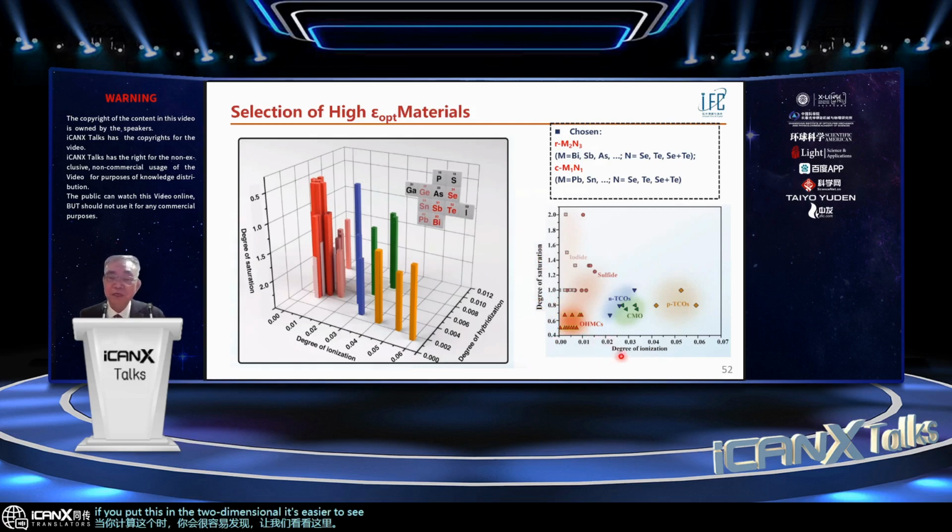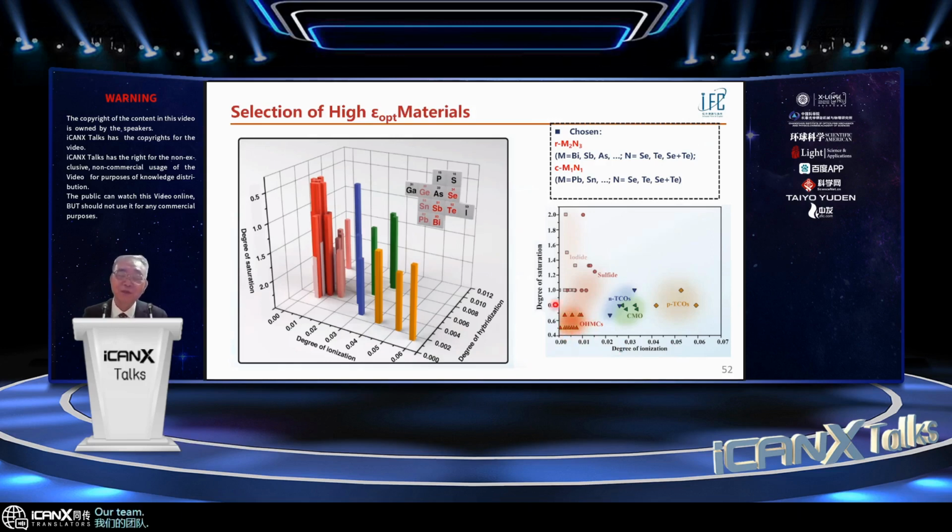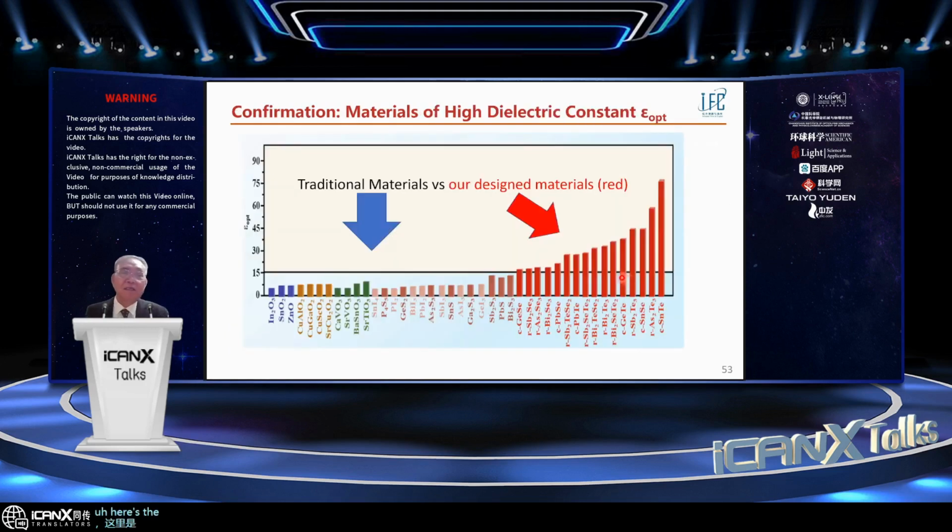So here is the degree of saturation, here is the degree of ionization. You want this to be low, of course, you get all these materials. And then our team has realized that in order to get that, you need a certain structure, which is the rhombohedral M2N3 structure, where M are these, N are these elements. And here, another one is cubic, M1N1. Here's M. Here's N.